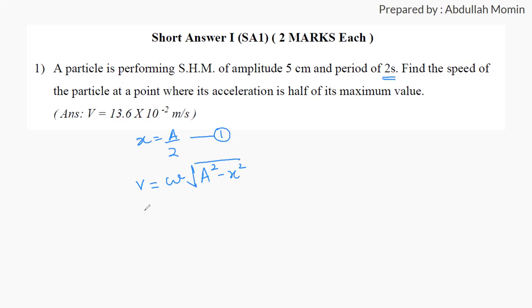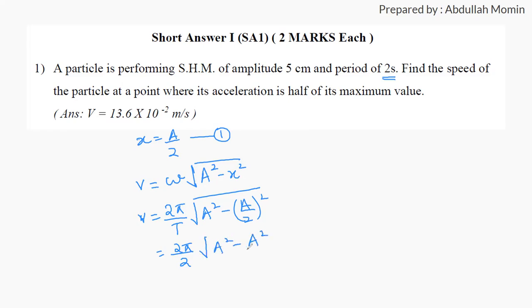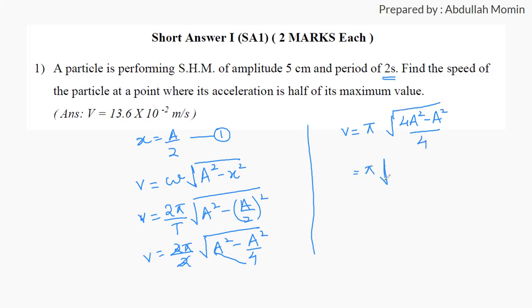And since time period is given, we can write v is equal to 2 pi by capital T square root of A square minus A by 2 whole square. So 2 pi by 2, square root of A square minus A square by 4. So this 2 and 2 get cancelled, and we will get v is equal to pi, cross multiply this term. So this will become 4A square minus A square upon 4. So we can write 3A square upon 4.